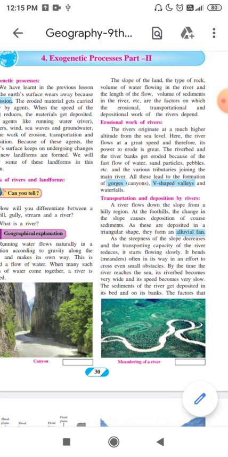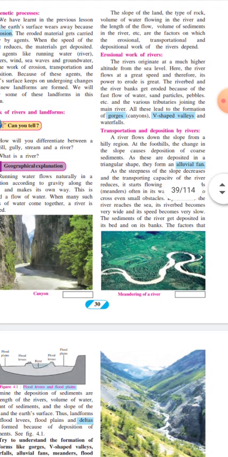The rivers, when they start flowing on their journey from mountain towards land area, towards plain area, in the course of their journey they start making all these landforms: gorges, canyons, V-shaped valley and waterfalls. Understood? So these are the erosional work of river. That means these are the formations which are done by the river during the course of their journey. Now we'll see transportation and deposition by river.